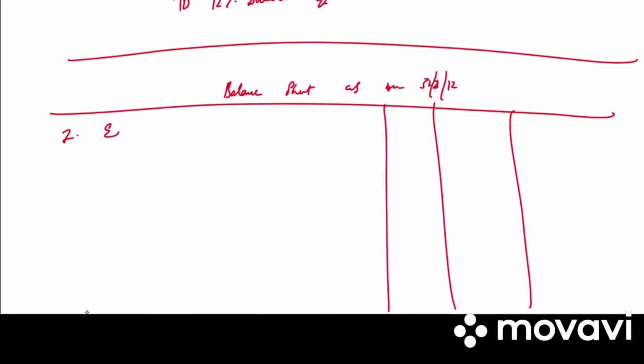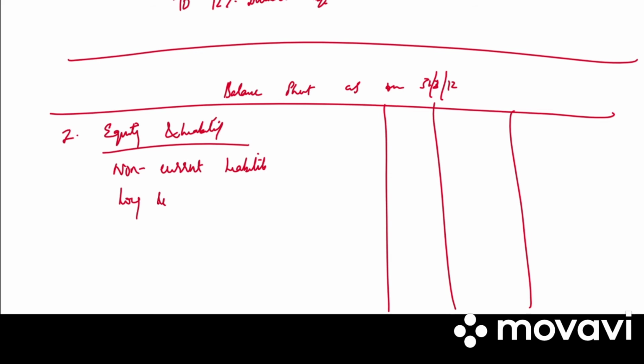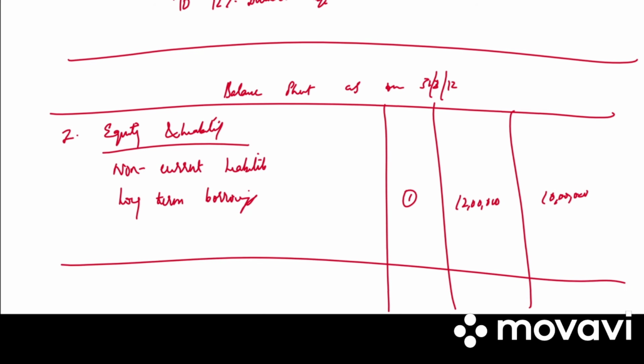First one, equity and liability. Under that we have non-current liabilities. Under that, long-term borrowings. Note number 1, current year 12 lakh, previous year 10 lakh. Clear? So this is a very simple type of a problem.